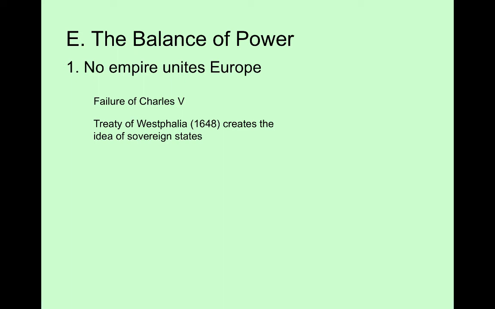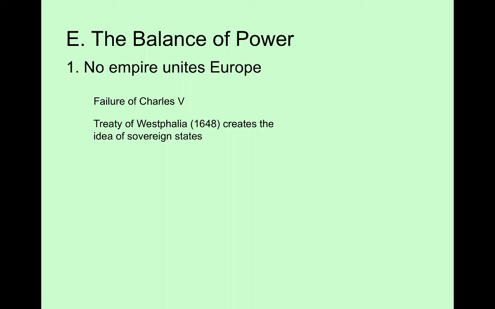Next, we have this idea that AP wants you to know. It's called the balance of power. Number one, no empire unites Europe. We talked about how Europe is never going to be united. After the fall of Rome, Charlemagne tries for a while. We talked about that in period 3, but it doesn't last very long. And then we talked about, in this set of notes, the Holy Roman Empire, the Habsburgs. They're not able to centralize. And so Europe stays this very decentralized state.